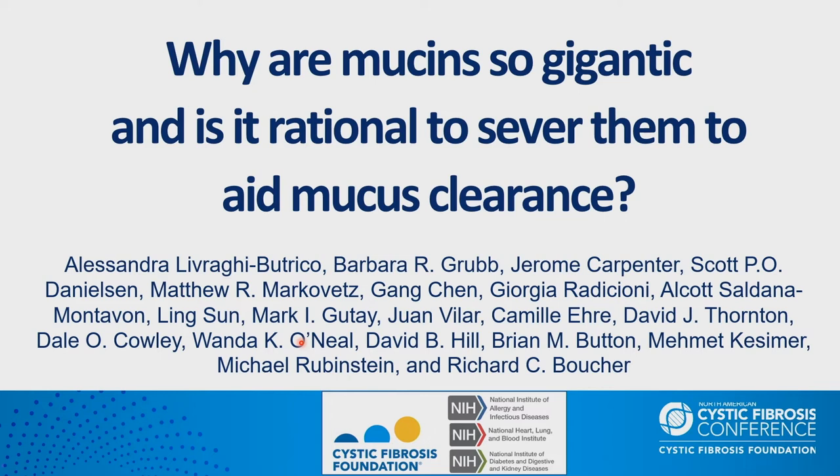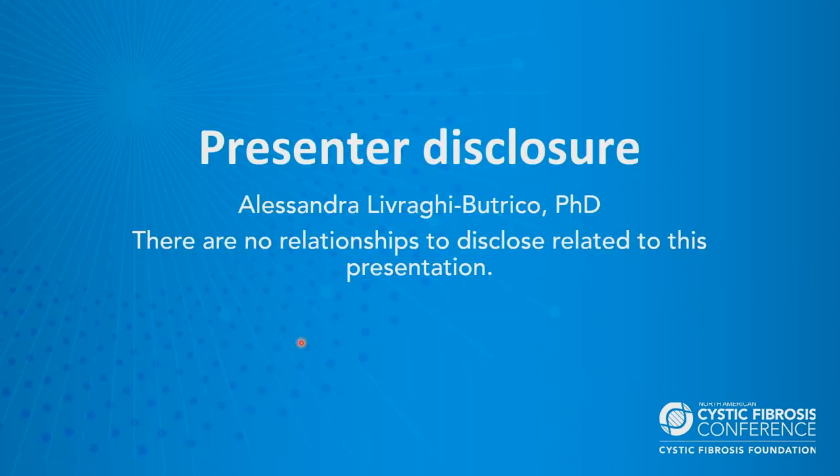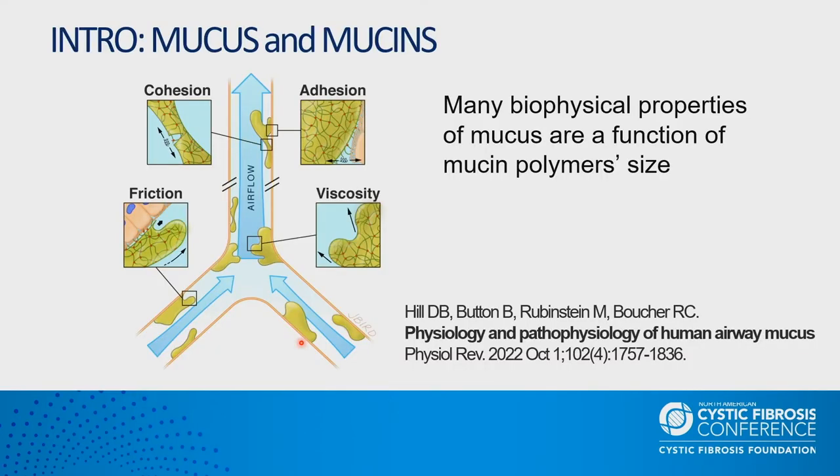Yep. So thank you to the organizers, and thank you all for being here in this last stretch of the CF conference. What I'm going to try to address today is an existential question in the field of mucus biology. Why are mucins so big, and is it rational to cut them to help mucus clearance? As you can see from the impressive list of authors in this paper, and from our funding agency, this has been a truly multidisciplinary effort, and I'm going to try to highlight the different contributions as I go through the data. I don't have anything to disclose.